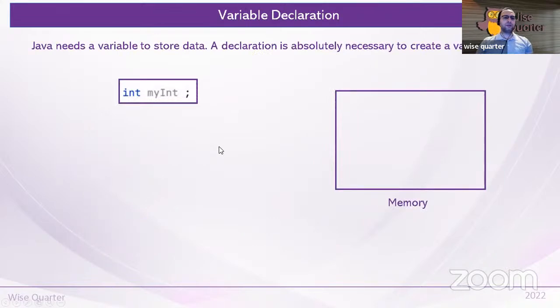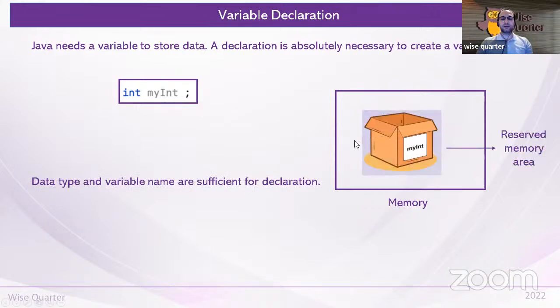Yes, we need a variable to store data. If you don't create a box, you cannot store anything. To store something, first we need to create the box. Then you can assign different values to it. Data type and the name are enough to create the box. After creating the box, you can assign different values to it. When you write this code, it will create a box, a reserved memory area in the memory. So whenever we want, we can store a value inside of that box, that place.